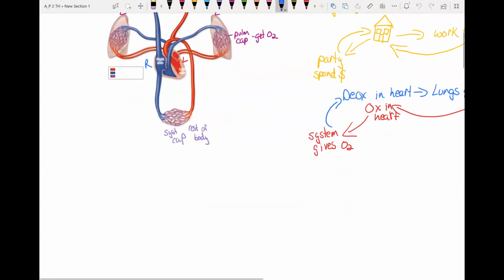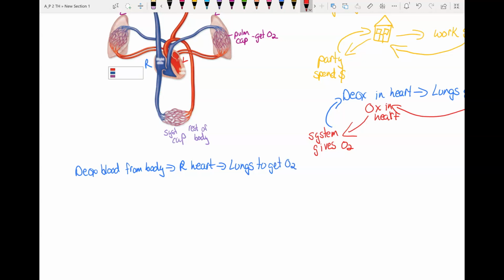So we have the right side of the heart receives deoxygenated blood from the body. So you're going to have deoxygenated blood from the body goes into the right heart. The right heart pumps it to the lungs where it will get oxygen.